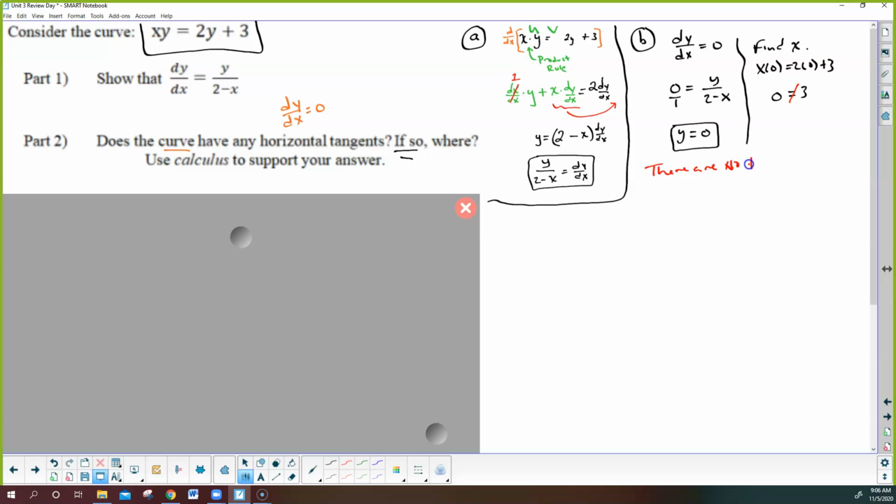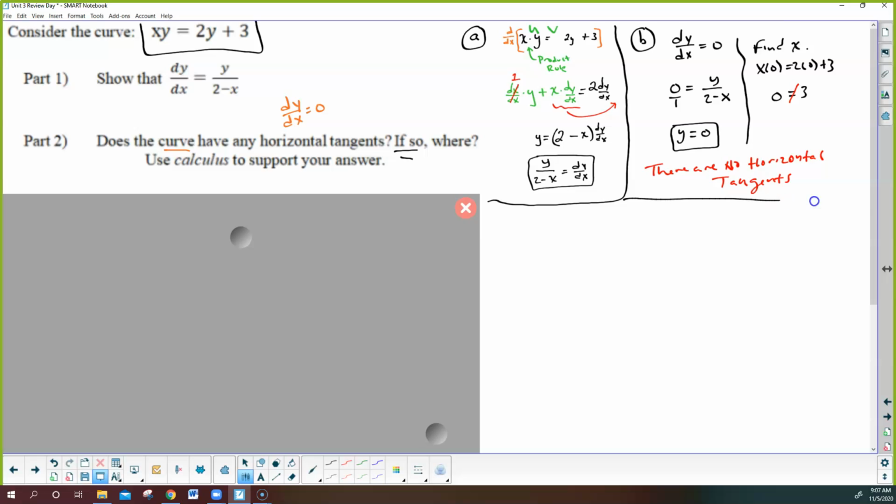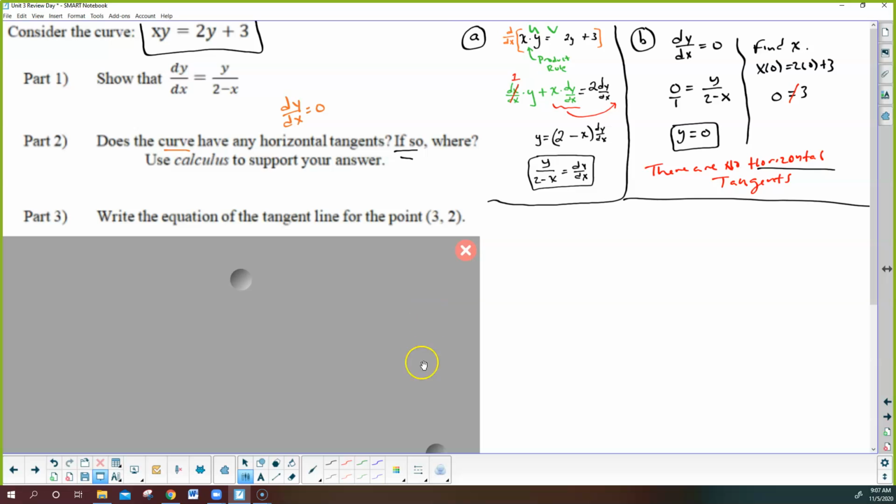there are no horizontal tangents. If I got an answer like x equals 5, then I would have one horizontal tangent at the spot 5, comma 0. So if an x or sometimes two x's appear, just be aware. But if you check your answer and it doesn't work, then that means that there are no horizontal tangents.